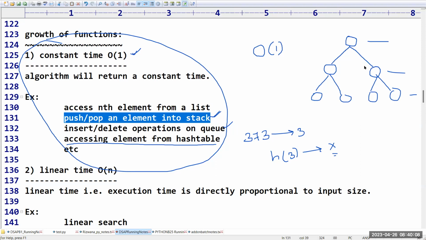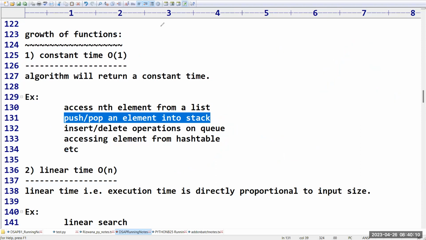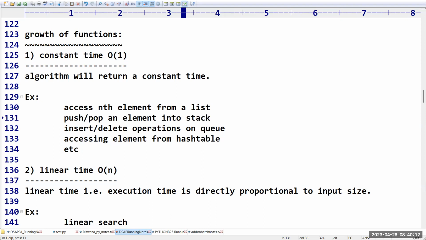Hello. Am I audible, sir? Yeah, you are audible. Can you please explain it again? The growth of functions. That's what it's all, sir.